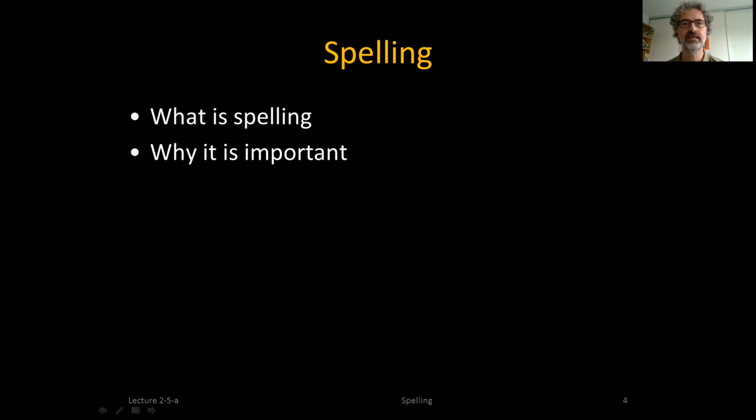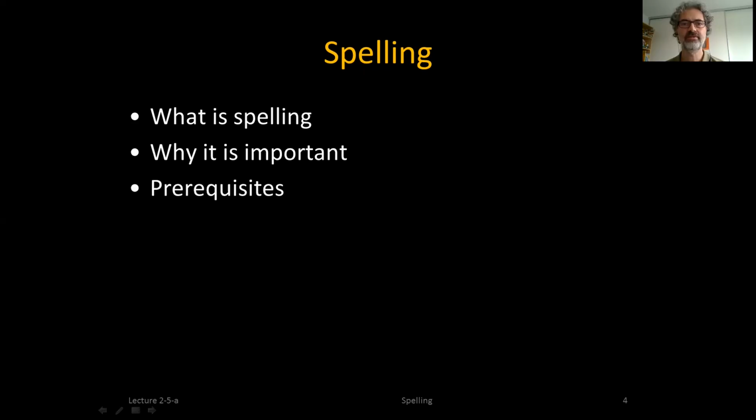So spelling is also a very good indicator of the quality of your lexical representations. So spelling is very useful for us as a metric of reading development, both in terms of decoding and in terms of lexical quality.